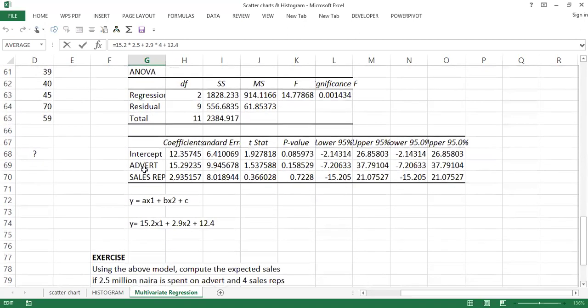So, like I said, to create a model, you just focus on this section where you have coefficients, right? The intercept is always this figure that does not have x attached to it. That's the intercept. Okay, that's where the trend line intersects the y-axis.